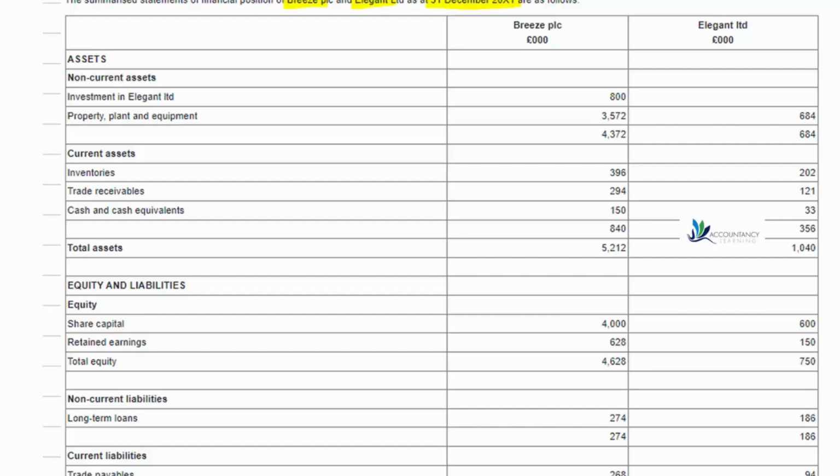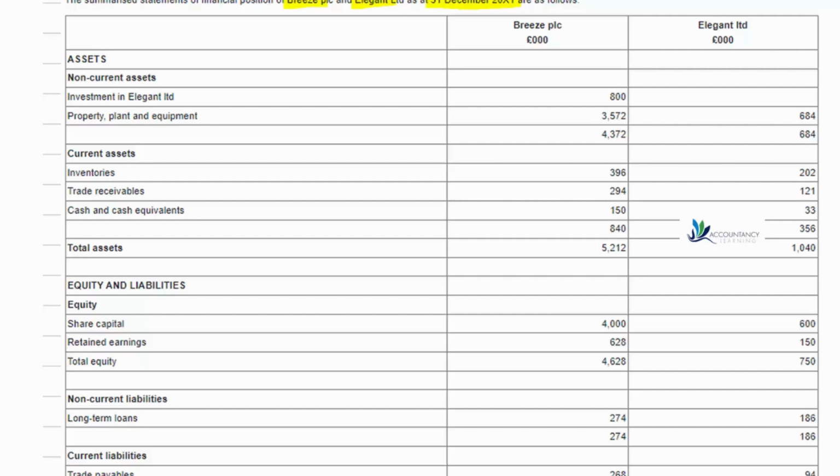Remember, there is a highlighter tool in the exam software, so it's useful that once you've put the number into your answer, you can highlight it. Then when you get to the end of the question, you can look for any numbers that you've not highlighted yet, and that tells you that you still need to do something, that you've not completed the question yet.